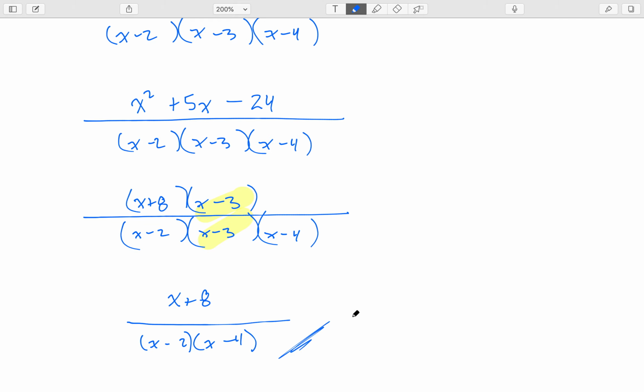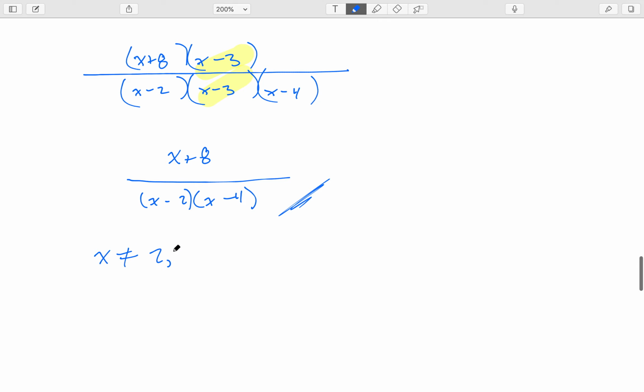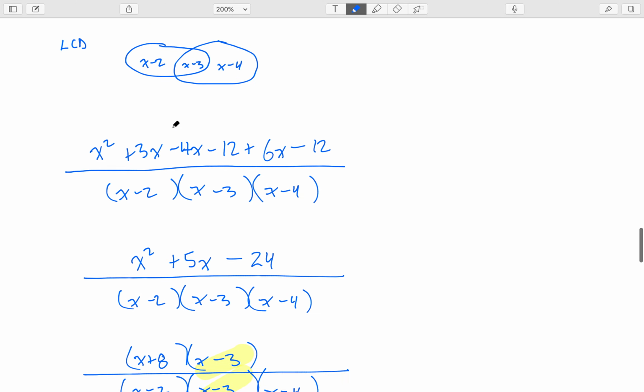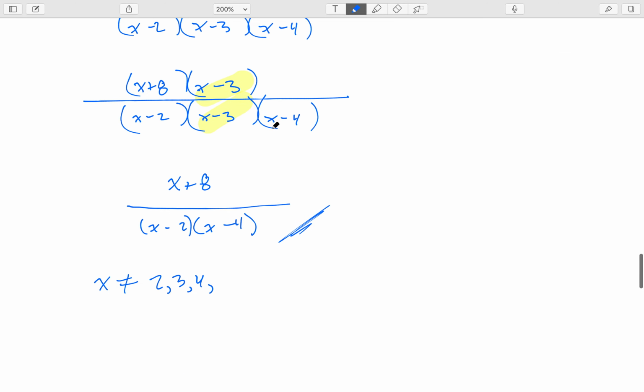Done. I need to do my restrictions. x cannot equal, you remember, if at any time it was in the denominator, there it is: 2, 3, and 4, right? Positive 2, positive 3, positive 4, because those would give me zeros. It's not negative 3, it's the opposite, it's positive 3. Really, that lowest common denominator, that's where you're going to find those restrictions, and that's where they were. Okay, that was a long question.